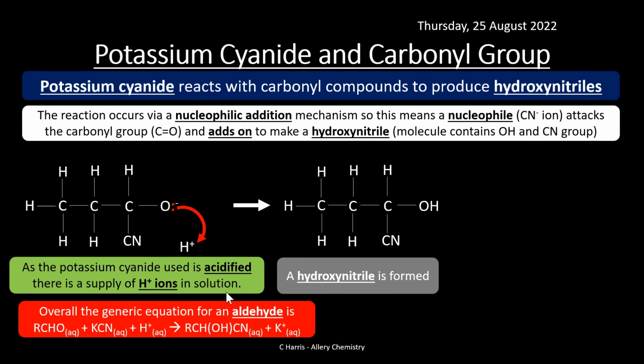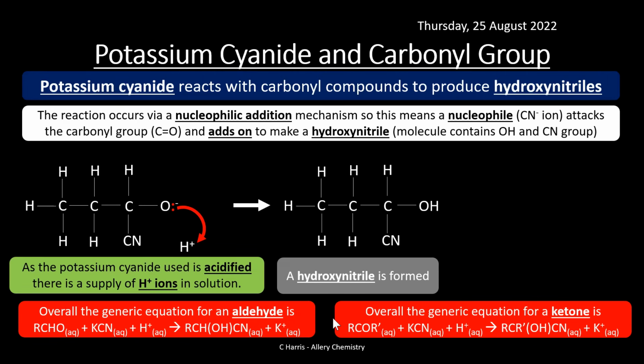So overall, the generic equation is this. That's your aldehyde reacting with potassium cyanide with your acid that you've added in, and this will form your hydroxynitrile, and you have K+ knocking around as well. So there's your generic equation for the ketone as well. So it's the same type of reaction.